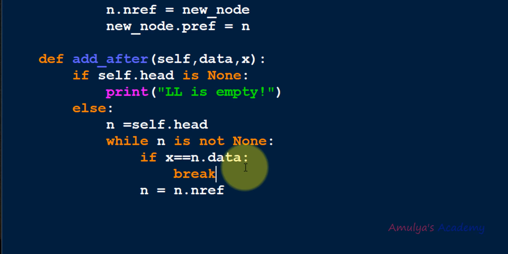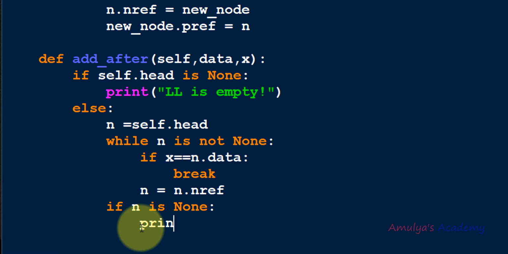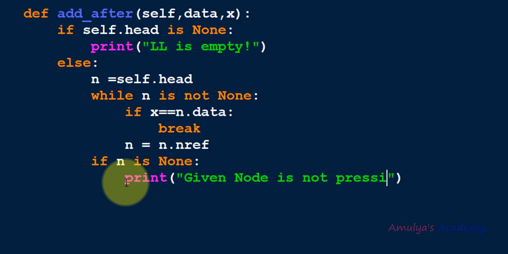Now here control will come out of the while loop because of two conditions. One is because of the execution of this break statement, or another one is when n becomes none. If n becomes none, it will come out of the loop, or when we found the x value, it will come out of the loop. We need to take those two conditions. That's why here I'll use an if condition and check if n is none. If n is none, it means we searched for x in the entire doubly linked list, but we didn't find it. That means the given node is not present in the doubly linked list.